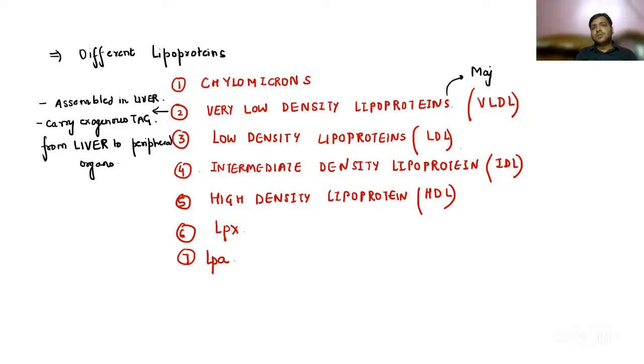If you ask me what the major apolipoprotein present here is, it is very, very important: Apo B100, ApoC2, which can be repeated also, no need to worry, and one more, ApoE.